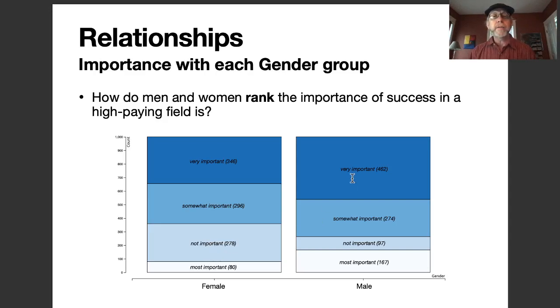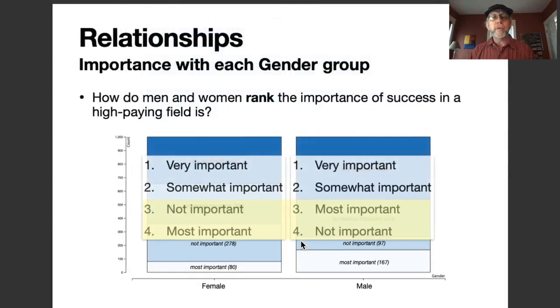Among the men, the ranking was a little bit different. Again, the largest group ranked it as very important to have a successful career. The next largest group was again the same as the women, somewhat important. But then the third largest group among the men was most important, whereas the third largest group among the women was not important. So there is a difference in the rankings of importance among the men and the women.